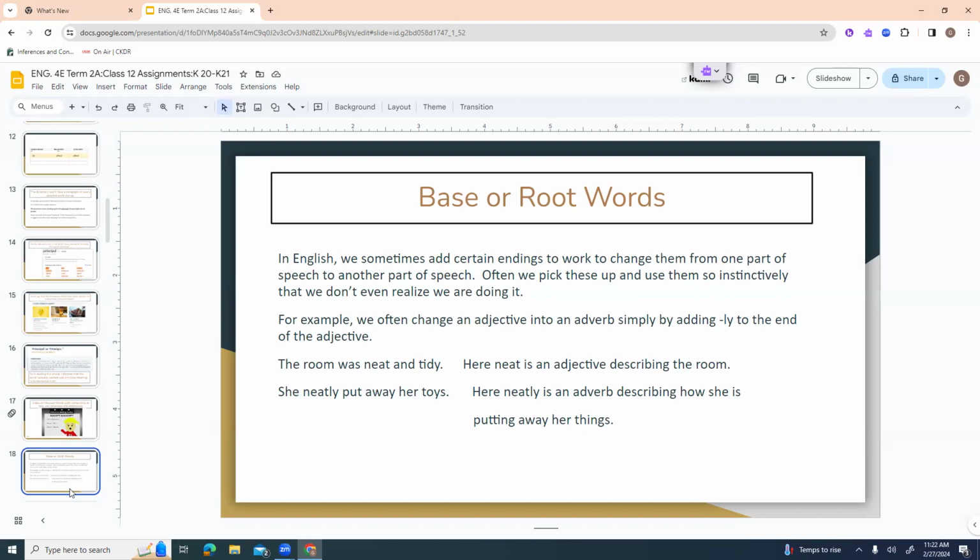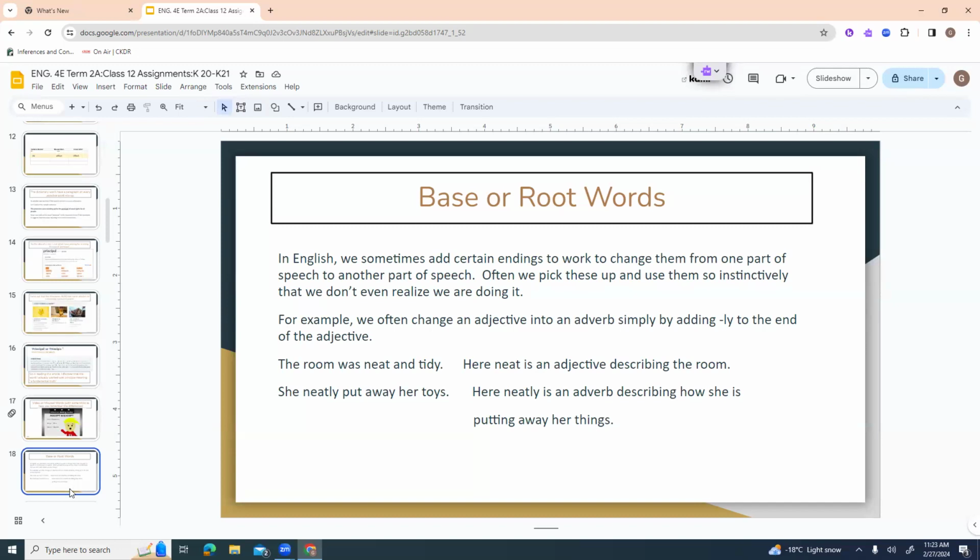Now, often, if we're speaking in English all the time, we pick these up automatically. We use them so instinctively, we don't even realize we're doing it, right? It just becomes part of our speech. So, for example, we will often change an adjective into an adverb simply by adding ly to the end of the adjective. So remember, adjectives describe nouns and adverbs describe verbs.